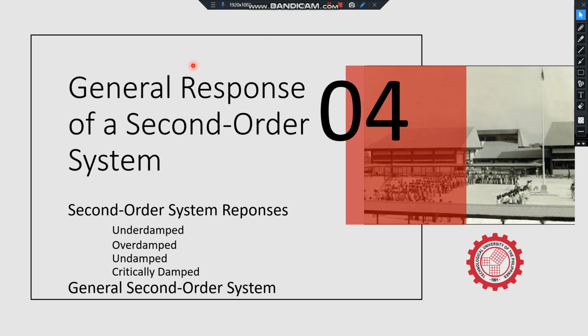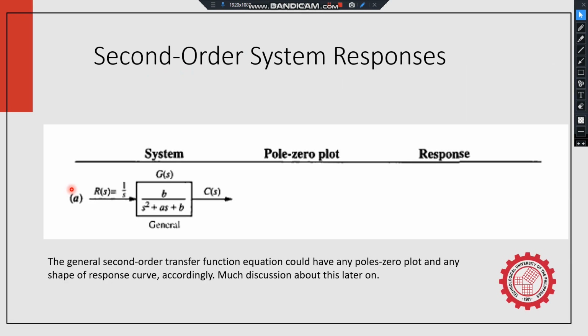We are now in the final topic of our lesson 6. This is the general response of a second order system. Here is the general second order transfer function, as we could see in this table, the first transfer function here. This is the general second order transfer function equation.